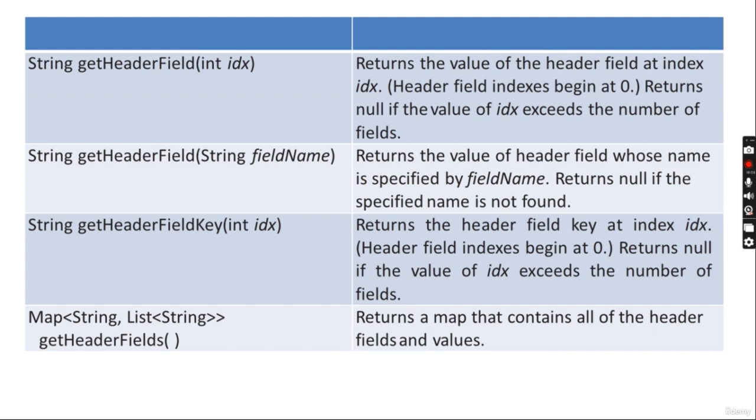String getHeaderField(String fieldName) returns the value of the header field whose name is specified by fieldName. It returns null if the specified name is not found. String getHeaderFieldKey(int idx) returns the header field key at index idx. Header field indexes begin at 0. It returns null if the value of idx exceeds the number of fields. Map<String, List<String>> getHeaderFields() returns a map that contains all of the header fields and values.